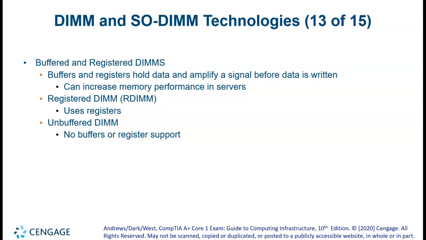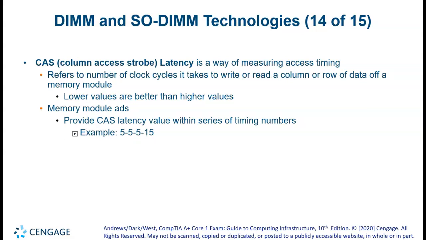Buffered and registered DIMMs. Buffers and registers hold data and amplify a signal before data is written. They can increase memory performance in servers. Registered DIMM, or RDIMM, uses registers. Unbuffered DIMM has no buffers or registers. They never ask you about registers on the A+ exam.